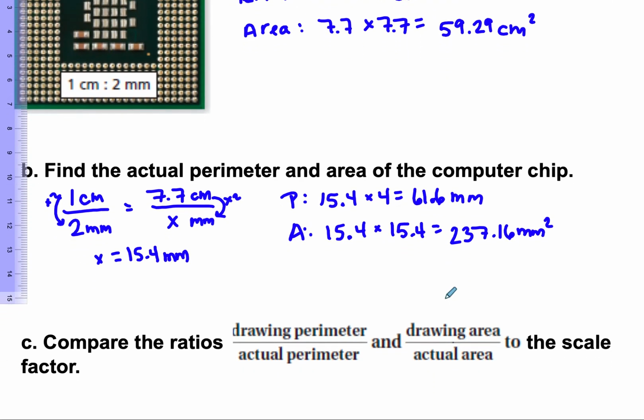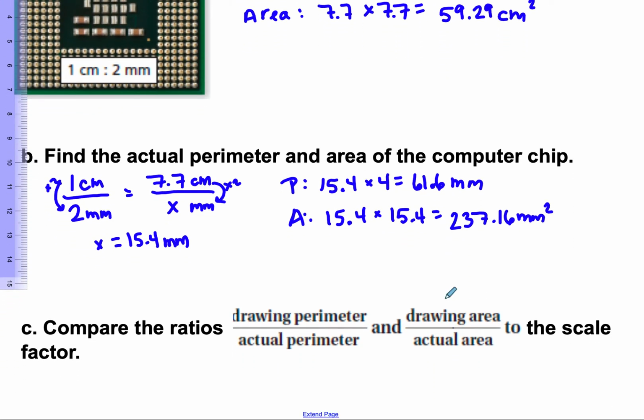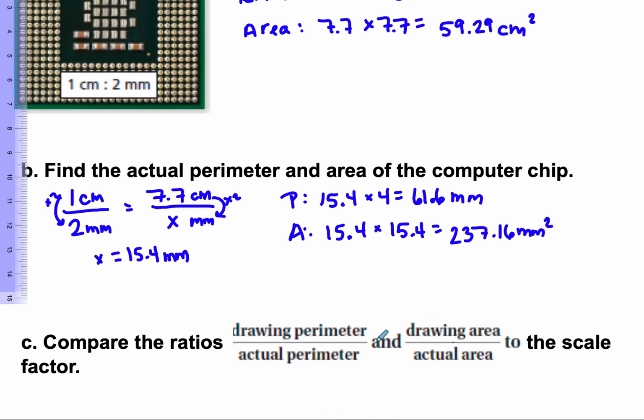Okay. Then for part C, they want us to compare, just to look at the pattern for how perimeter changes and area changes within a scale. So compare the ratios, drawing perimeter and actual perimeter, and drawing area and actual area to our scale factor.